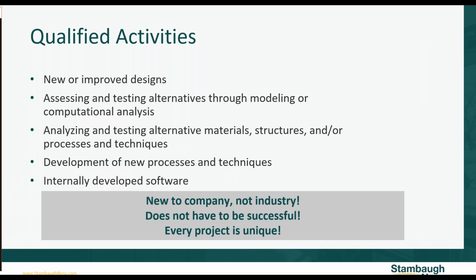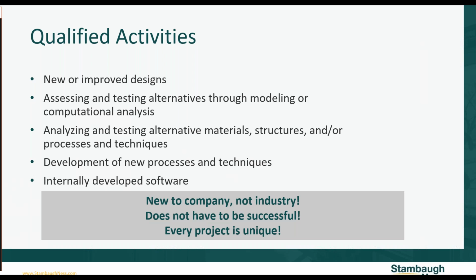So now that we've established that the work qualifies, here are a couple of examples, and this is certainly not all inclusive, of things that would qualify. New or improved designs, testing alternatives, testing alternative materials, new processes and techniques, and I had mentioned software before. And just to reiterate, new to the company, not the industry. The project doesn't even have to be successful. One of my partners likes to say that the R&D credit is a way to get some money back for those projects that don't go quite as well as we had planned.